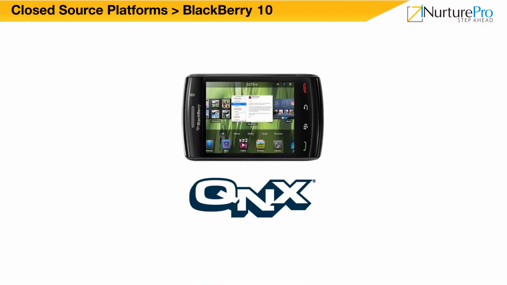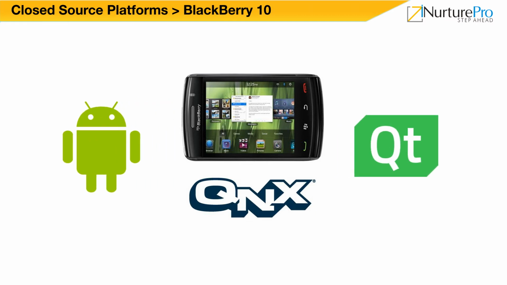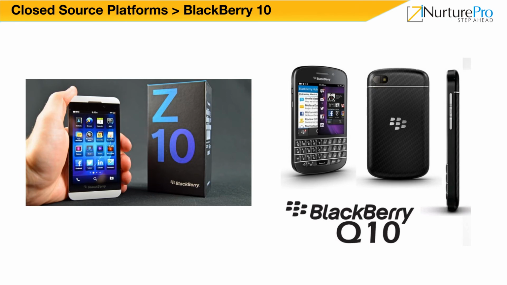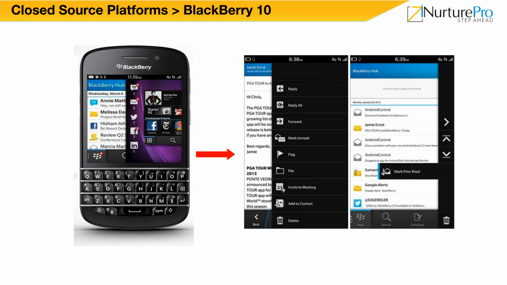BlackBerry 10 is based on QNX, a Unix-based OS. It provides support to the Qt framework and Android runtime applications. BlackBerry 10 was first launched with BlackBerry Z10 and later it was launched with BlackBerry Q10. One of the most important changes in the new version is the quarter turn swipe, that is a swipe movement from the bottom frame towards the right frame to access the hub. This is the place where all the notifications received are stored.